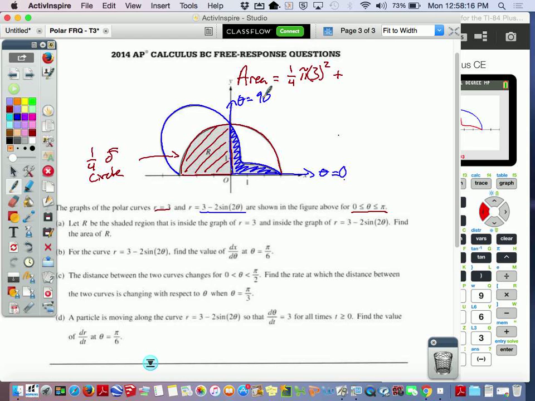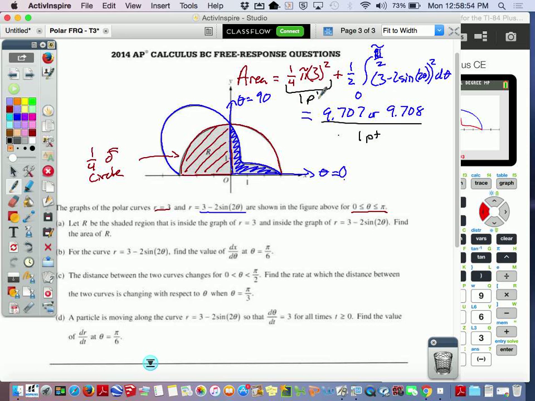So to my quarter circle, I need to add the integral for the area, which is 1/2 times the integral from 0 to 90, 0 to pi over 2, excuse me, of 3 minus 2 sine of 2 theta squared d theta. And we'll just get the value back. It will be 9.707 or 9.708. This is a 3-point question. You get a point for the answer, a point for the circle part, and a point for the polar curve part, the 3 minus 2 sine 2 theta.